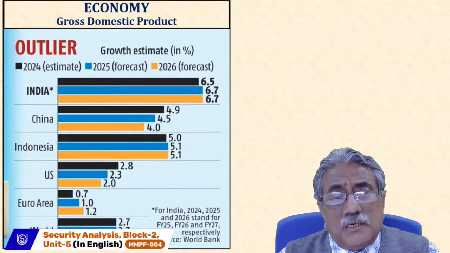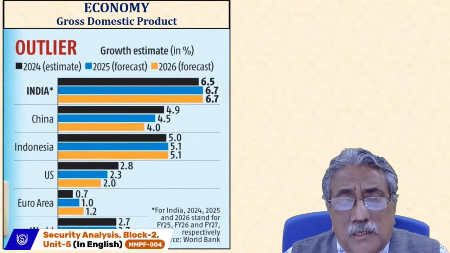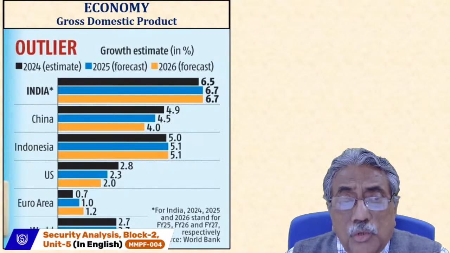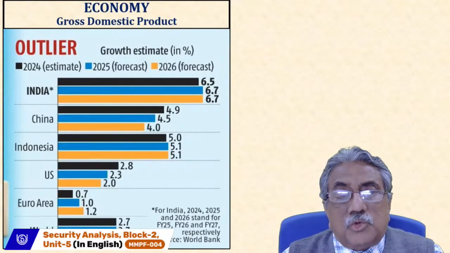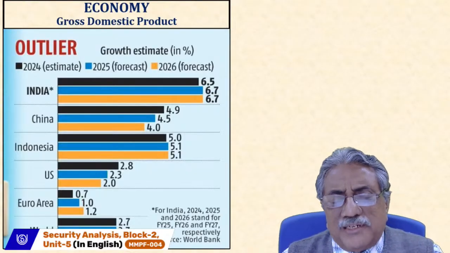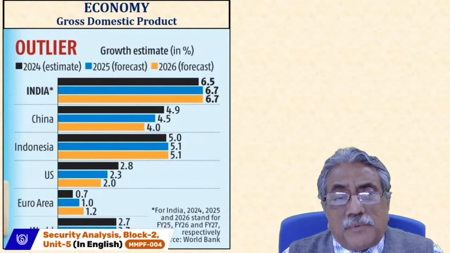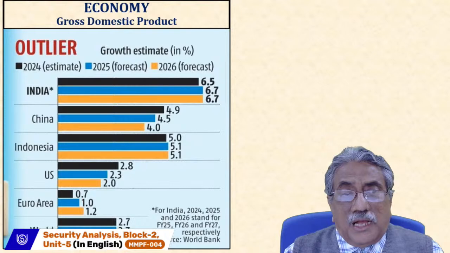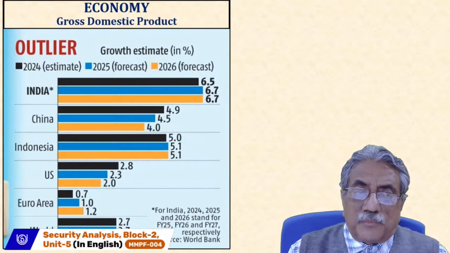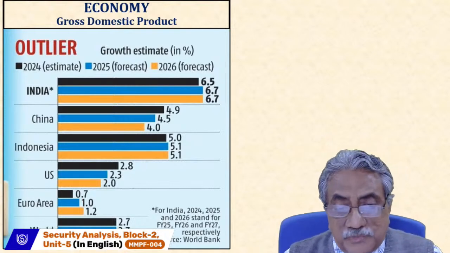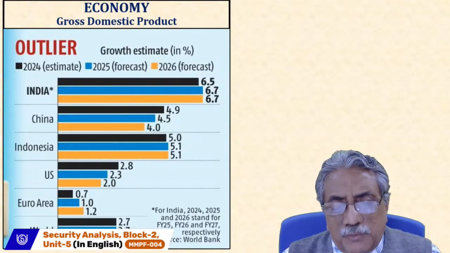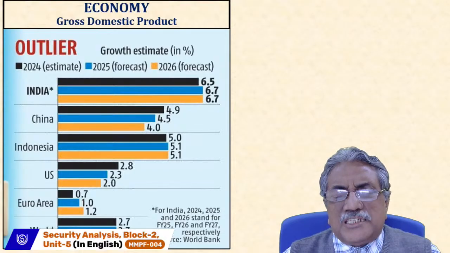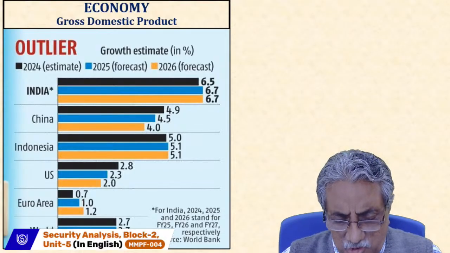Now you will see the black row is the estimate for 2024, because the final results take a little time to come. 2025 is a forecasted figure and 2026 is also a forecasted figure. So you know the figures. Now this is taken from the World Bank. So the World Bank is also another source, and OECD, Organisation for Economic Co-operation and Development.